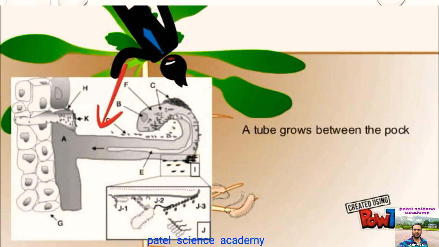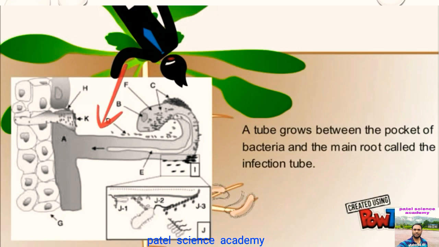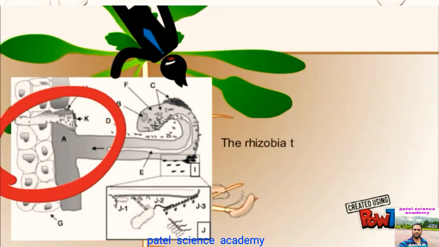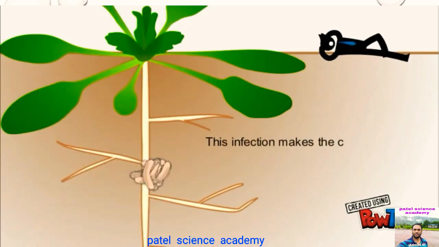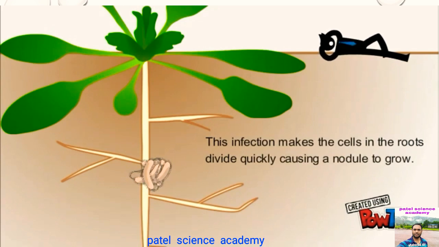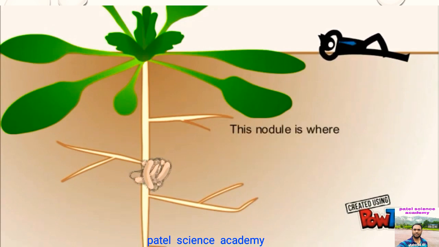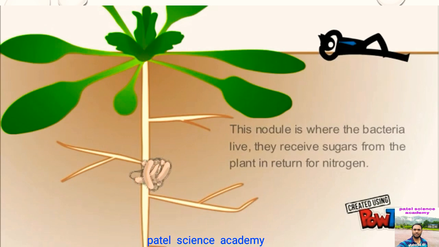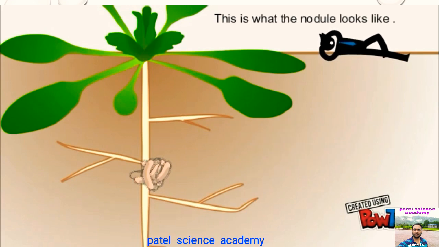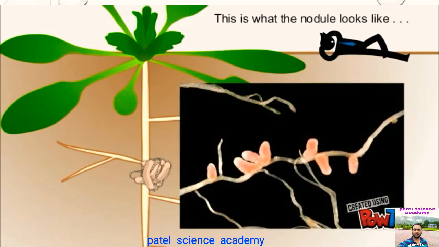I hope you are getting it. A tube grows between the pocket of the bacteria and the main root, called the infection tube. The rhizobium travels down the tube and starts to infect the surrounding cells, and this infection makes the cells in the root divide quickly, causing nodules to grow. These nodules are where the bacteria live. They receive sugar from the plant in return for nitrogen. This is what the nodules look like. You can see here.